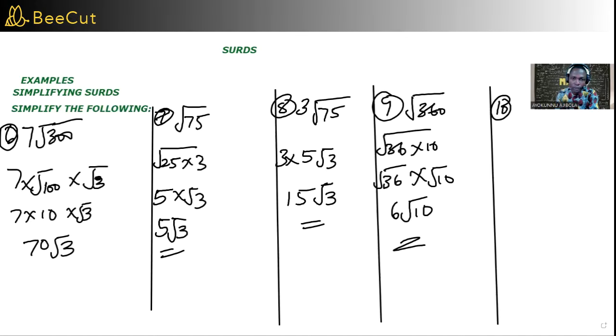Number 10 says 2 root 360. This is going to be 2 times 6 root 10. That'll be 12 root 10. So I'll clear the screen now so I can go for the next one.